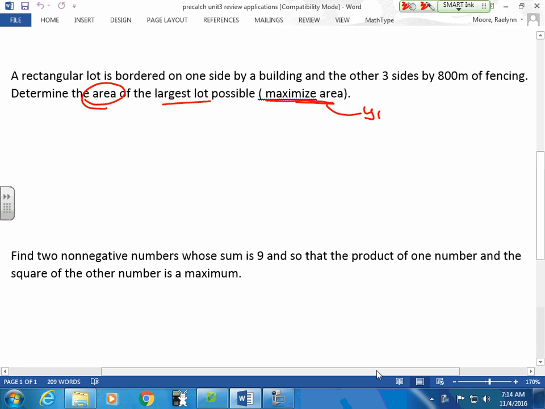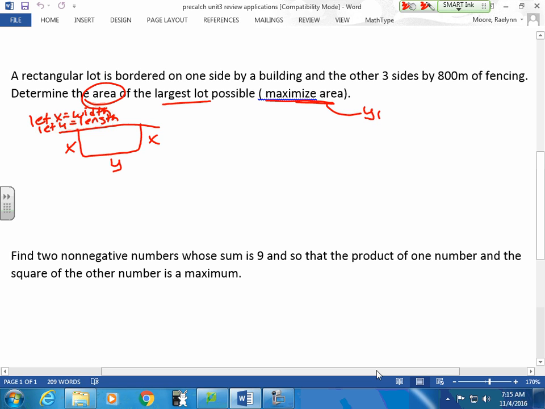Start with a diagram. You've got a building on one side and you want to fence this in. How do you want to label the sides? How did you label? X, X, Y? Oh, okay, either way you're going to come out with the same answers, just reversed. Remember to give me a let statement. Let X be the width and let Y be the length. Give me the let statements.